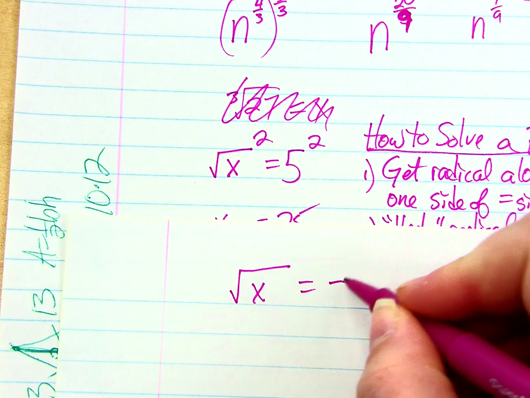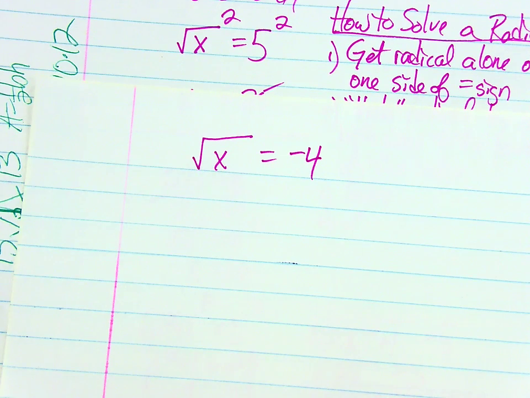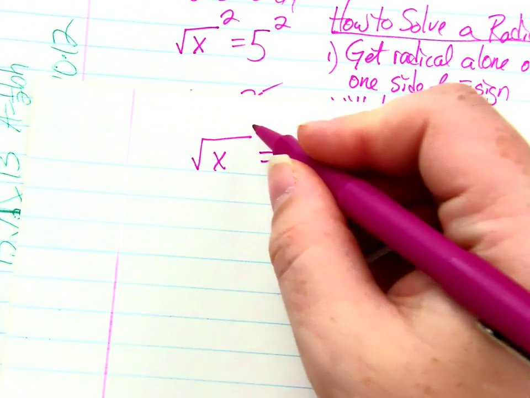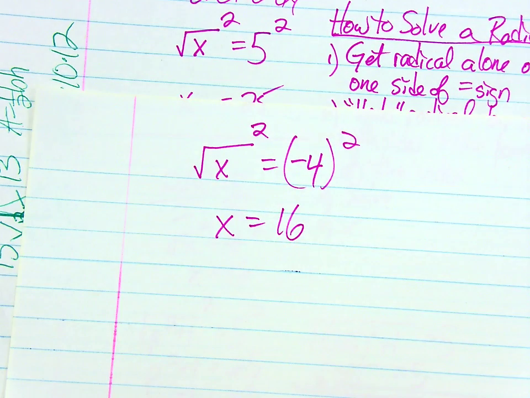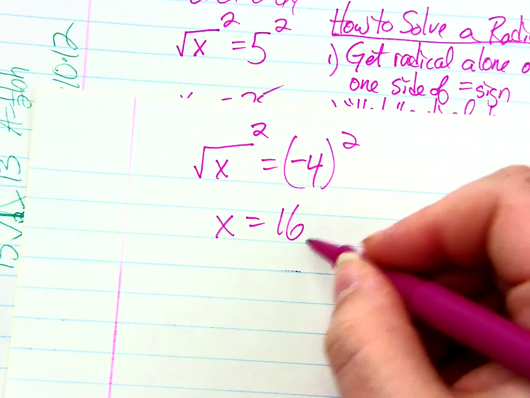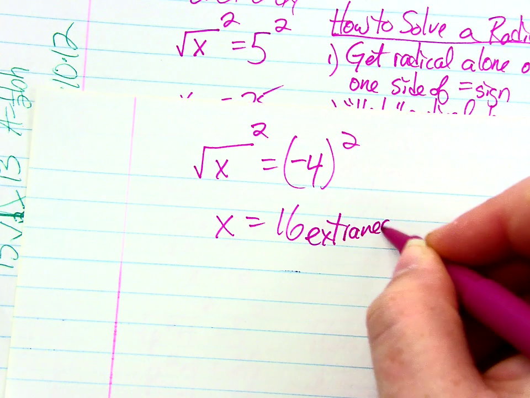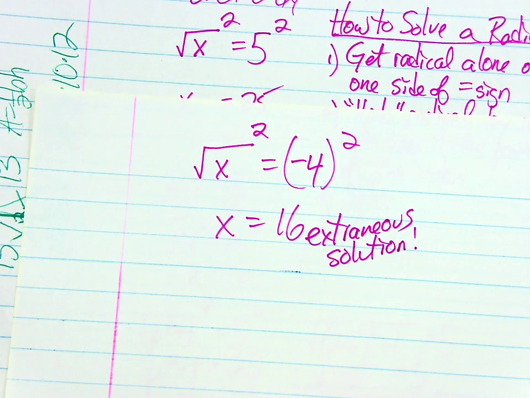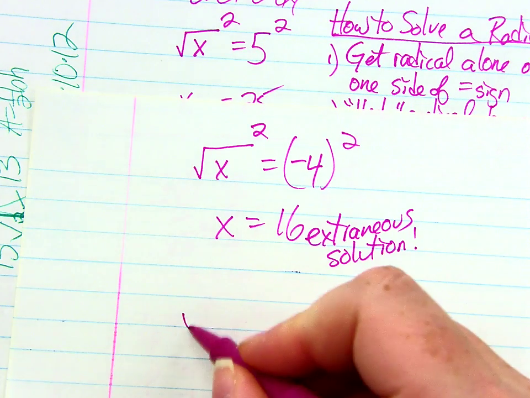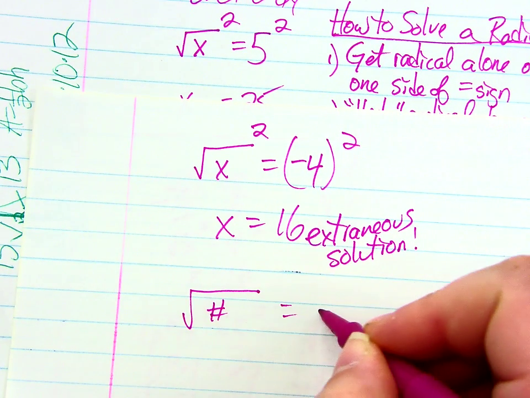Square root of x equals negative 4. If you follow my steps here, get the radical alone, it is, then what should I do? Square both sides, right? So I have to square this, and I have to square this. That would give me x equals 16. However, is the square root of 16 negative 4? No. This is what we call an extraneous solution. I can't take the square root of some number and get out a negative.